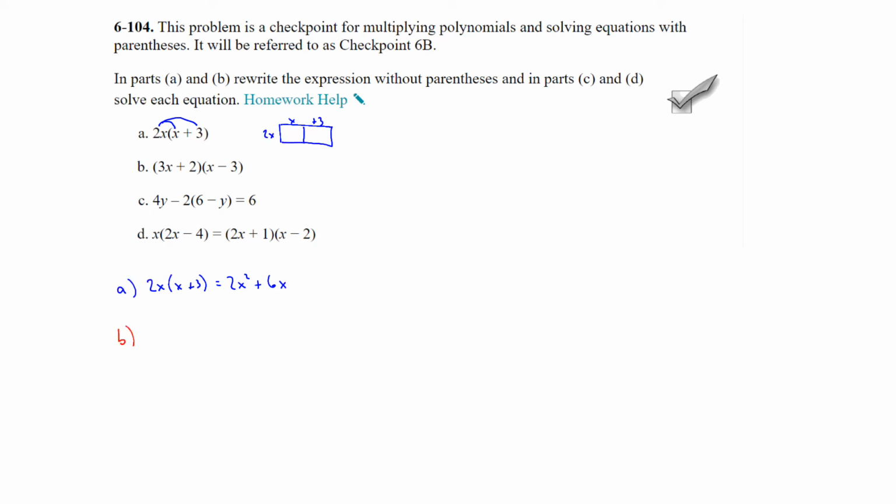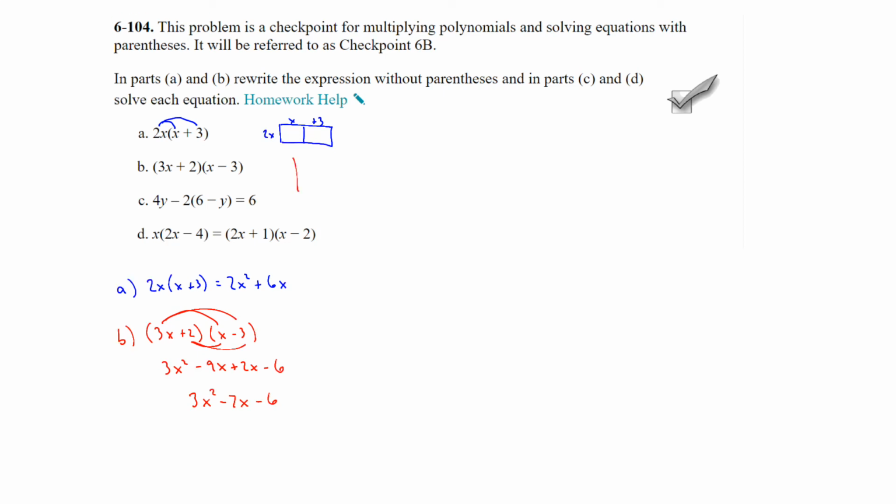Part B, same thing, but this one is a binomial times a binomial. So when we multiply that, we're going to have to do 2 terms in terms of distributing. So it would be 3x times x, which is 3x squared. 3x times -3, -9x. 2 times x, 2x, and 2 times -3, -6. And then you can see that we can combine our like terms. So 3x squared minus 7x minus 6.